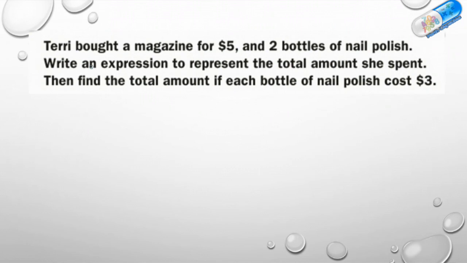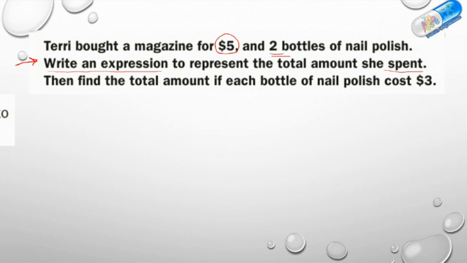Okay. The last example here, we have a word problem: Terry bought a magazine for $5 and two bottles of nail polish. Write an expression to represent the total amount she spent. Then find the total amount if each bottle of nail polish costs $3. Let us look at the first question first. Write an expression to represent the total amount she spent. We know that one magazine costs $5. She also bought two bottles of nail polish, but we don't know how much it costs.